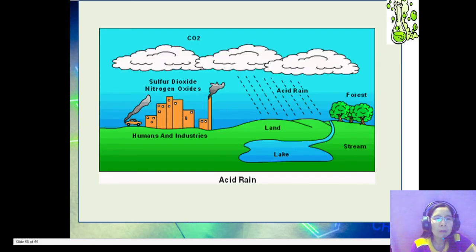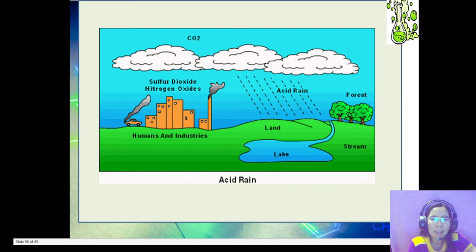How about in this picture? What can you see in this particular picture? Excellent. So you have the nitrogen oxide, sulfur dioxide. We also have carbon dioxide released in the atmosphere by automobiles, power plants, and factories. And if there's rain, these substances in the atmosphere combine with the rain, forming acid rain, and it is deposited in land, lakes, forests, and streams.